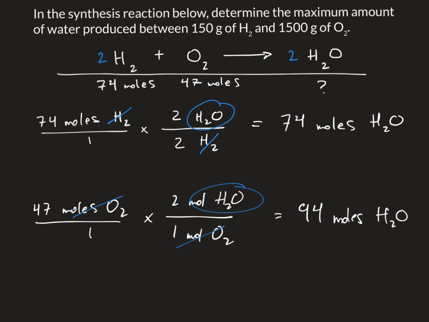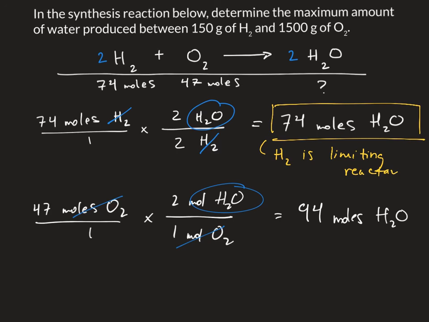So, obviously, we know that this is the most amount of water we can form, okay? Which means that hydrogen is the limiting reactant, right? And then basically what that means is that oxygen, okay, oxygen is going to be the excess reactant.